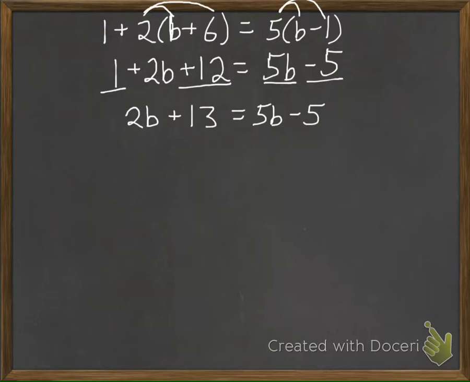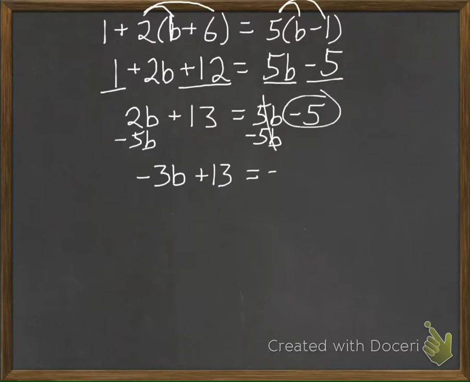I want to get rid of the variable on the right-hand side of the equation. So since it's a positive 5b, I'm going to subtract 5b from both sides. On this side it cancels. On this side I'm left with negative 3b plus 13. And on the right-hand side I'm left with not 5 but negative 5.